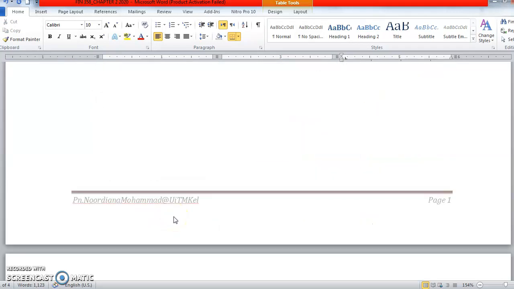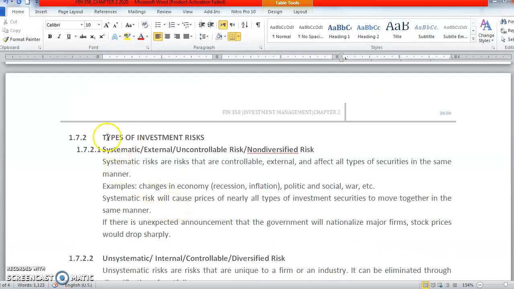So, we also have types of investment risk. This one I'm going to explain in the next video.